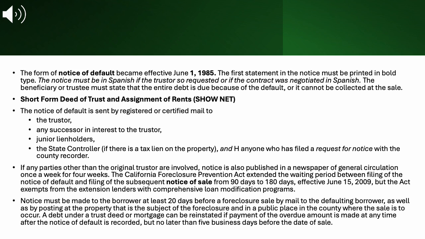The California Foreclosure Prevention Act extended the waiting period between filing of the notice of default and filing of the subsequent notice of sale from 90 days to 180 days, effective June 15, 2009, but the Act exempts from the extension lenders with comprehensive loan modification programs. Notice must be made to the borrower at least 20 days before a foreclosure sale by mail to the defaulting borrower, as well as by posting at the property that is the subject of the foreclosure and in a public place in the county where the sale is to occur.